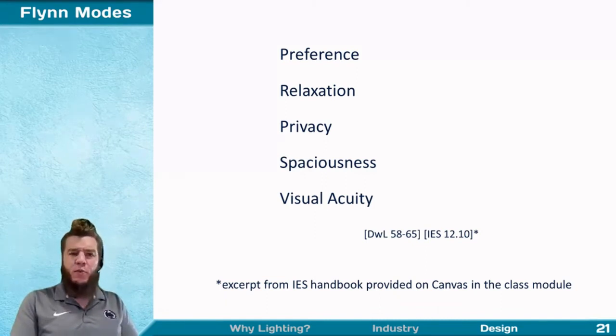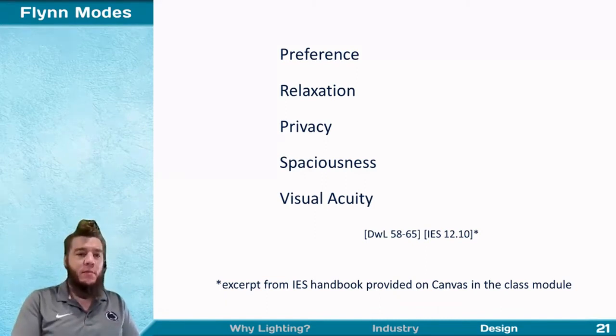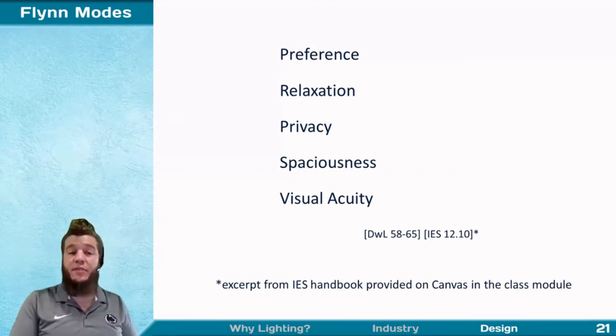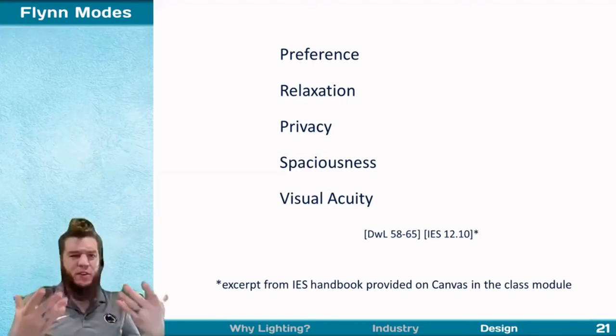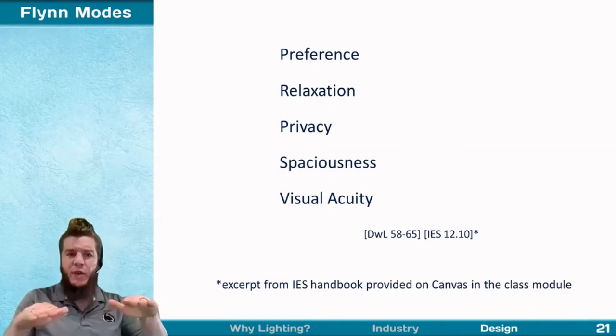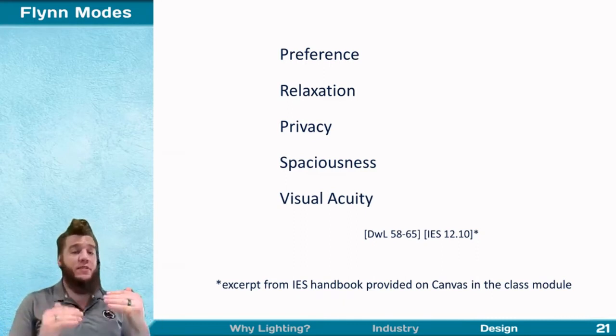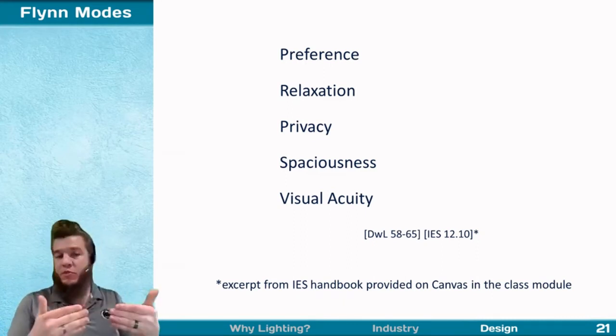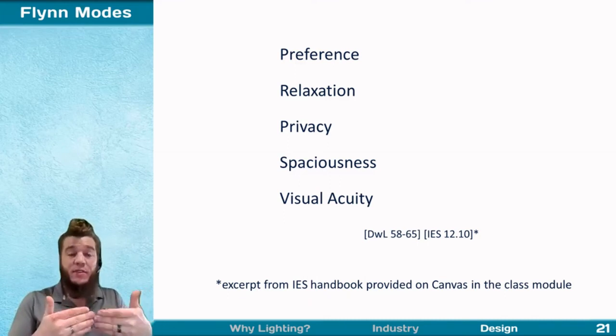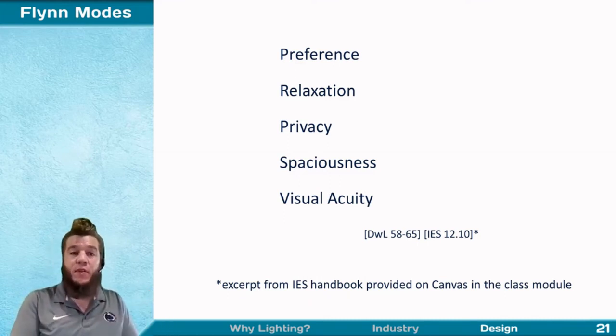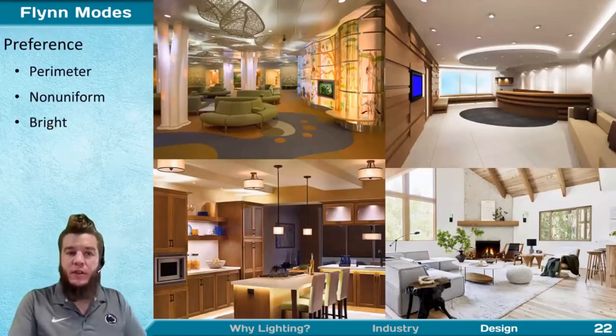The best reference for these is actually provided on Canvas. It's an excerpt from the IES Handbook 10th edition. So please do take a look at that. It provides you a nice table to lay out exactly what these different modes are, how to create them, and gives you some really nice examples of spaces that utilize these Flynn modes. So let's take a look at these in a little more detail here.